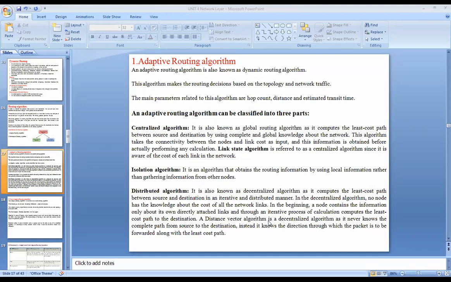The distributed algorithm. What is the main meaning of distributed algorithm? That is called a decentralized algorithm. See the difference between centralized and decentralized algorithm. Centralized means the decision is taken at the institute level. Distributed, that is decentralized, means the decision is taken at the department level, and we implement it there.